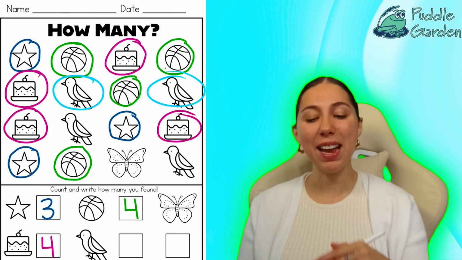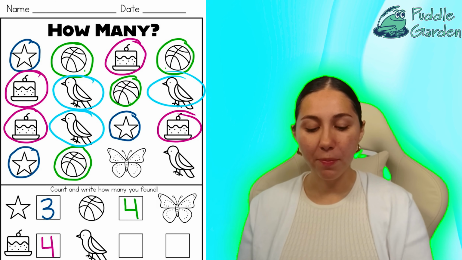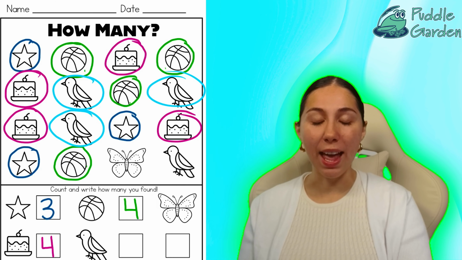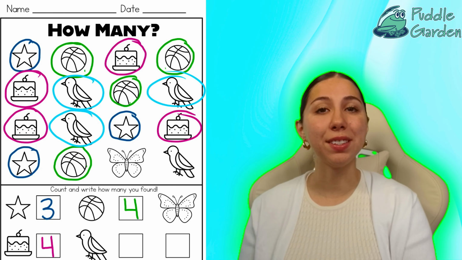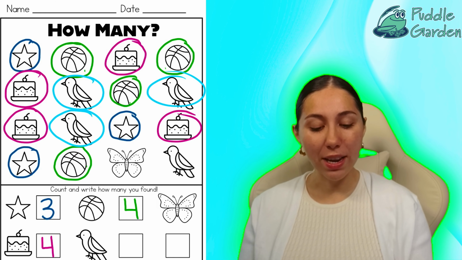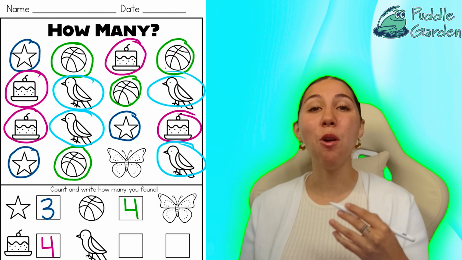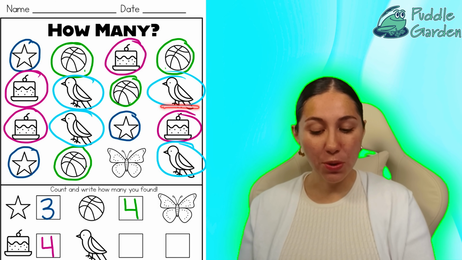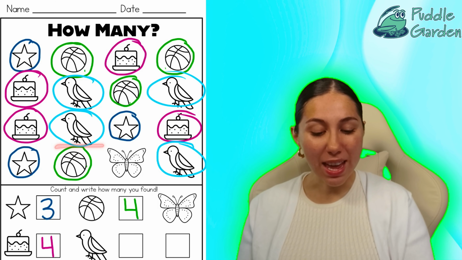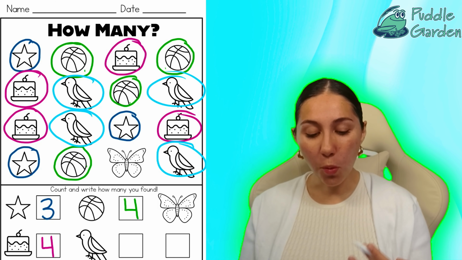What about in the next row? Here's another bird. Do you see any more birds? Oh, I see one right here. So let's go ahead and count out how many we have. We have 1, 2, 3, and 4. We have 4 birds.